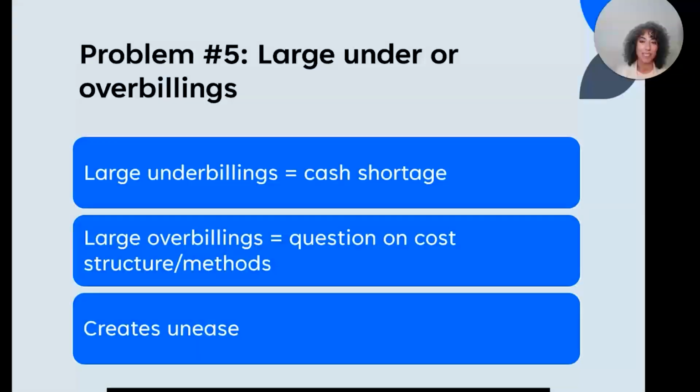Last one, number 5, large under or over billings. So if you have large under billings, you're going to create a cash shortage. It also is an indicator that you may have some potential losses on the job. If you have over billings, you want to make sure that you have that extra money in cash and accounts receivable, meaning you truly are overbilled. Or it could point to a costing methodology problem.